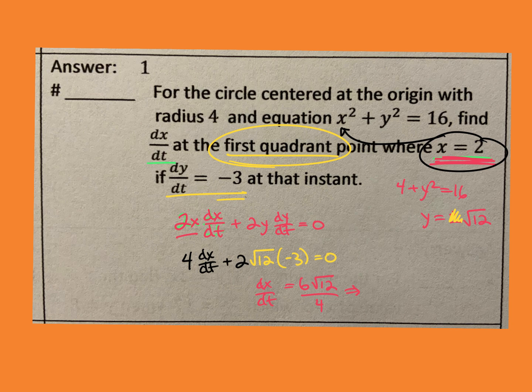So who's perfect in square root 12? 4. And so who gets to come out to play? 2. So the 2 messes with the 6 to become what? 12. And then the 12 is divided by 4 to become 3. And then who's left inside? Square root 3. And so dx dt is equal to 3 square root 3.